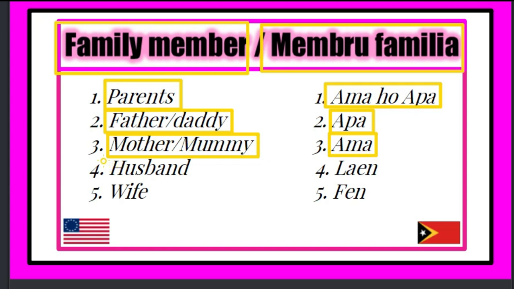Number four, husband. Husband. In Tetun, lion. Number five, wife. Wife. In Tetun, fan. Okay guys, please remember them. This will be part one of our topic, because we have four parts to cover, and each part we have sentences and vocabularies that I have prepared for you guys to remember as you study this topic. So again, please read them.